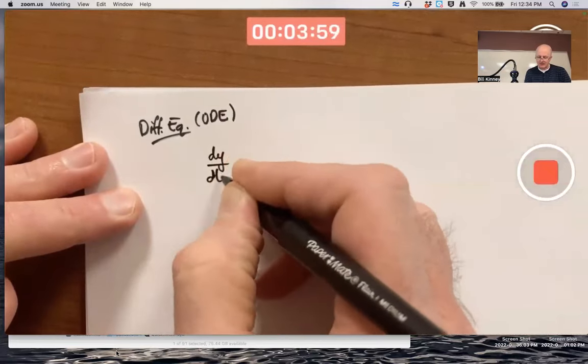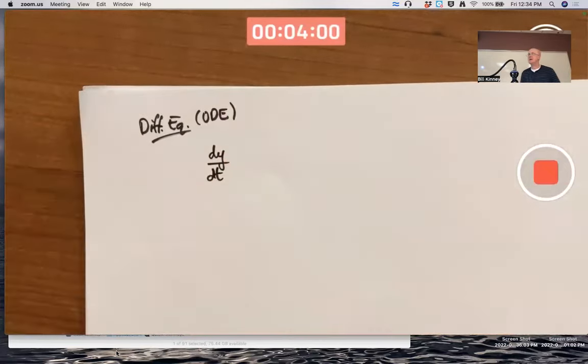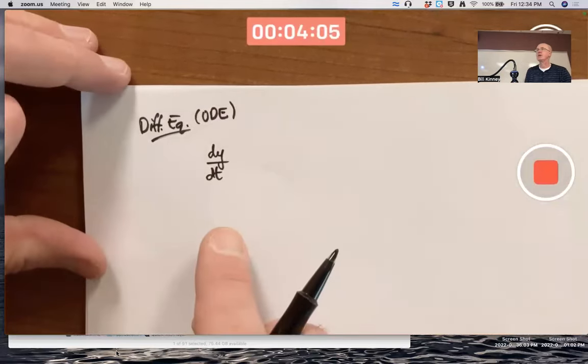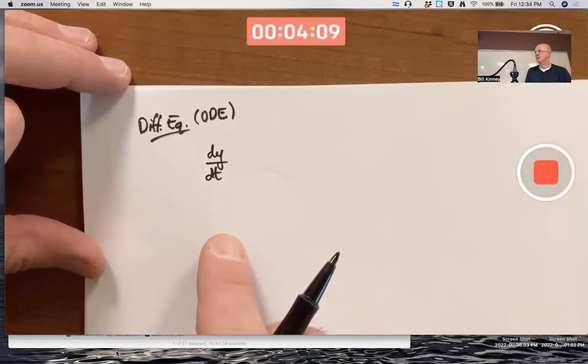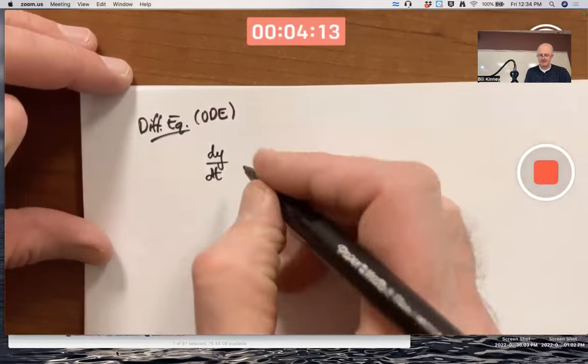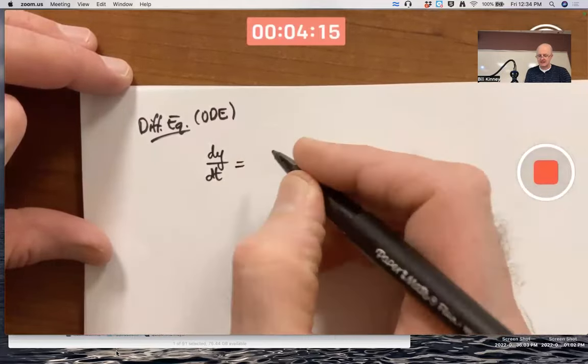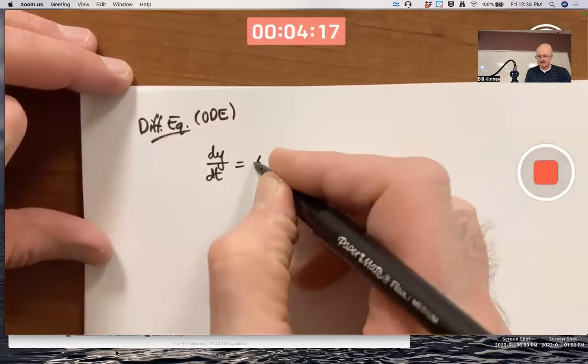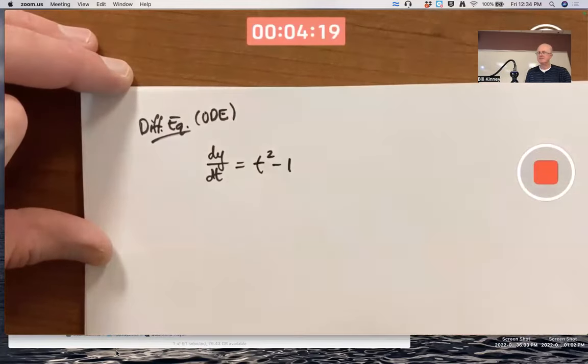I could say more about this differential equation. First of all, it's going to be what's called a first order differential equation because I'm only going to involve a first derivative of an unknown function. A second order differential equation would also involve a second derivative. dy/dt equals, let's make it fairly simple, say t squared minus 1.